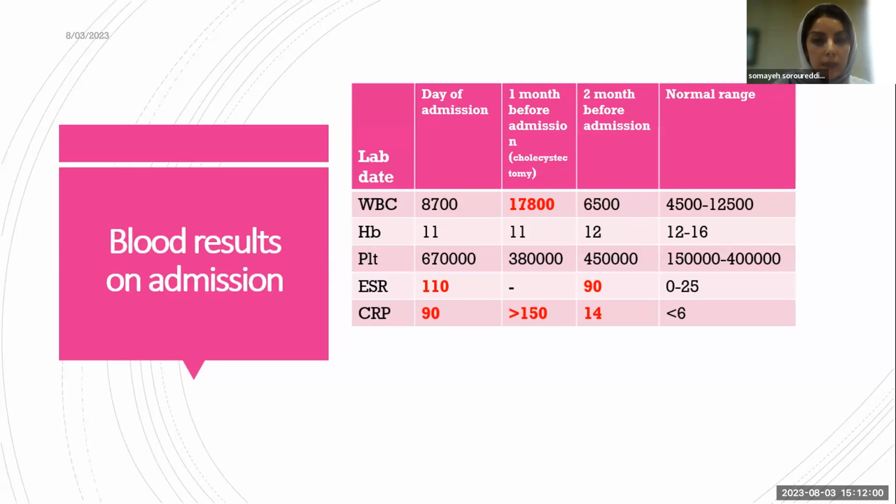One month before admission, when she underwent cholecystectomy, WBC was 70,800, hemoglobin was 11, platelet count 380,000, and CRP was over 150. On the day of admission, WBC was 8,700, hemoglobin 11, platelet count 670,000, ESR was 110, CRP 90.